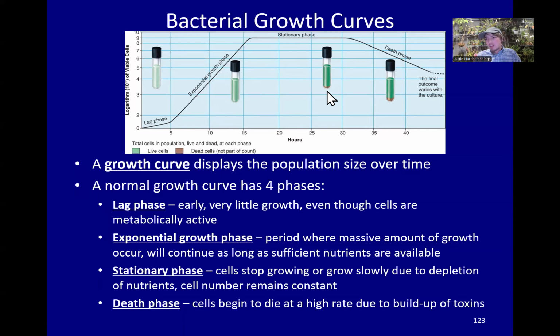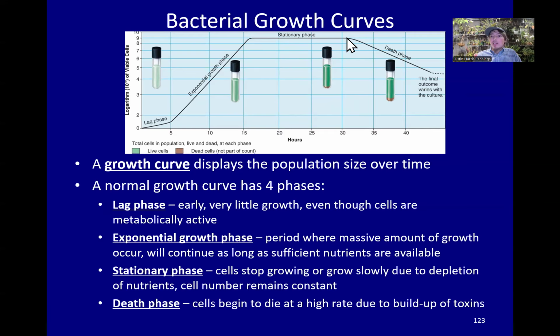What's interesting is as your culture gets older and death starts to occur and the waste starts to accumulate, you'll start to see at the very bottom some dusty, powdery floating bits. And that is cell debris from either dead cells or just waste. And that starts to accumulate within the stationary phase.